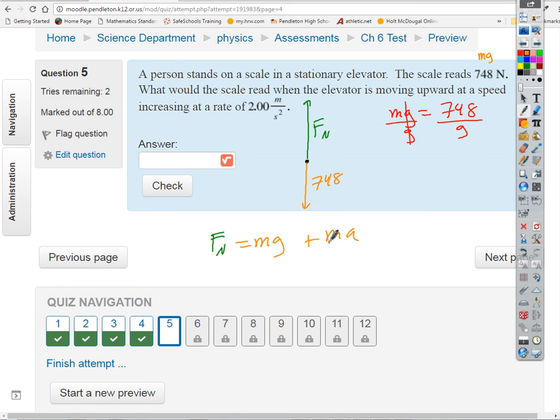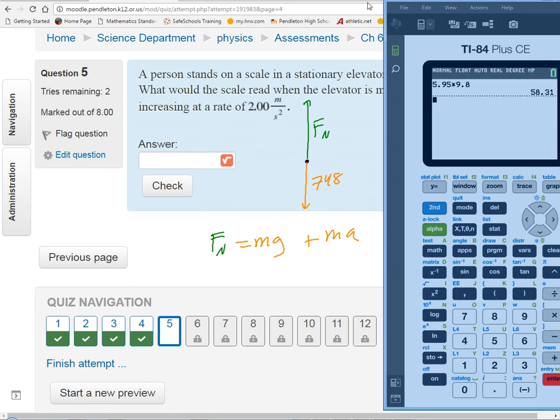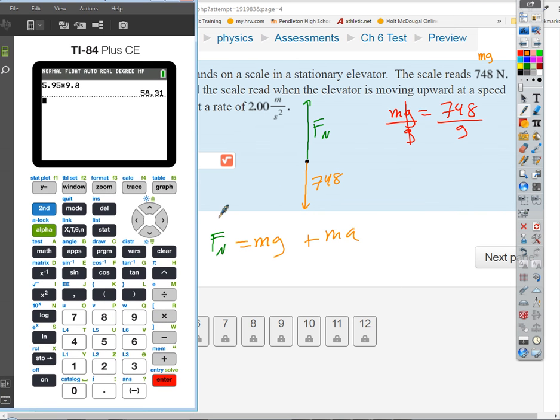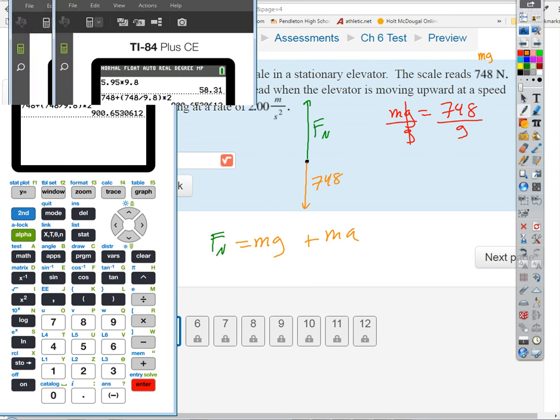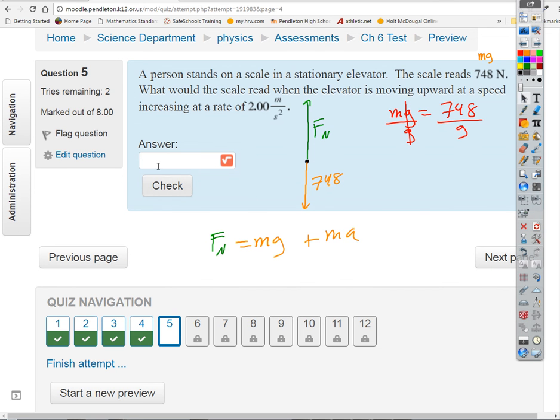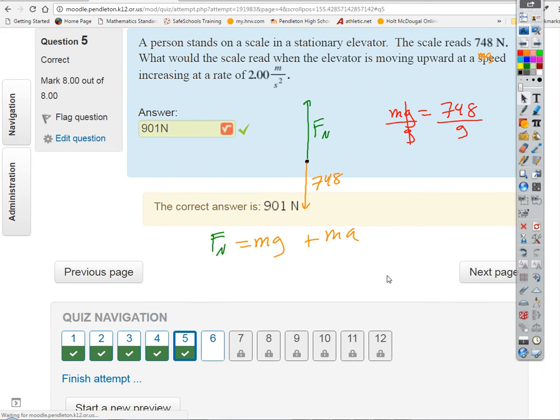So then we get mg, we said was 748, plus m, I'll put it in parentheses, m is just 748 divided by 9.8. Everybody agree that's just m? Times a, which is 2.0. So our answer is that. We get to keep how many sig figs? 3. So 901, right? 901 newtons.